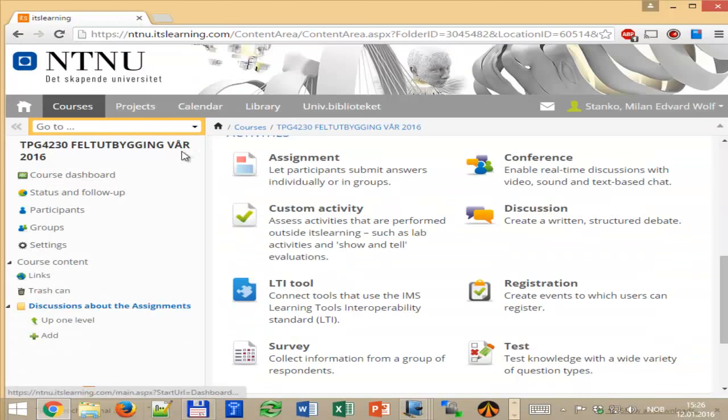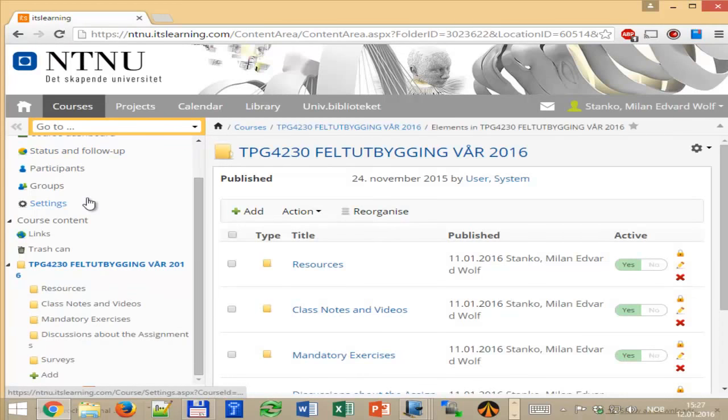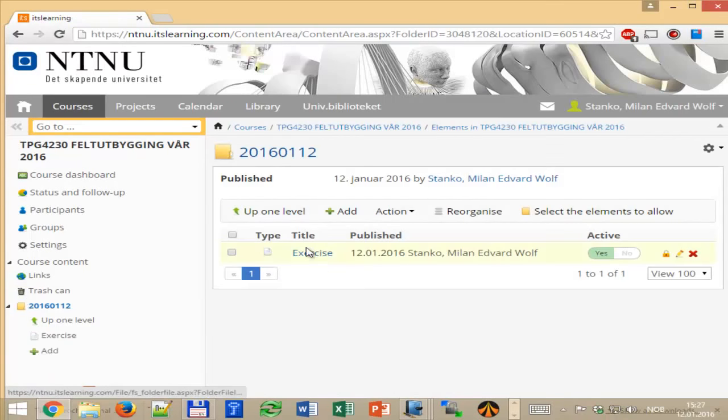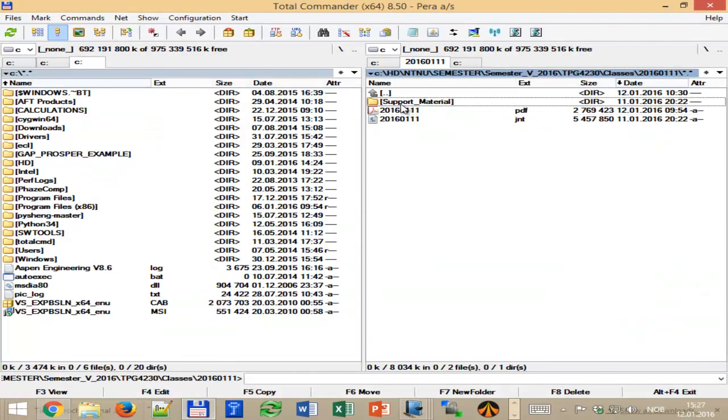Let's go, those of you, I hope you brought your computer. You go to the course, it's learning. Now you go on the left menu. You go to class notes and videos. Then you see you have a folder for today, 12th of January. And then you have one unique Excel file there. Just download that to your computer, and I'm going to open it here on my computer.